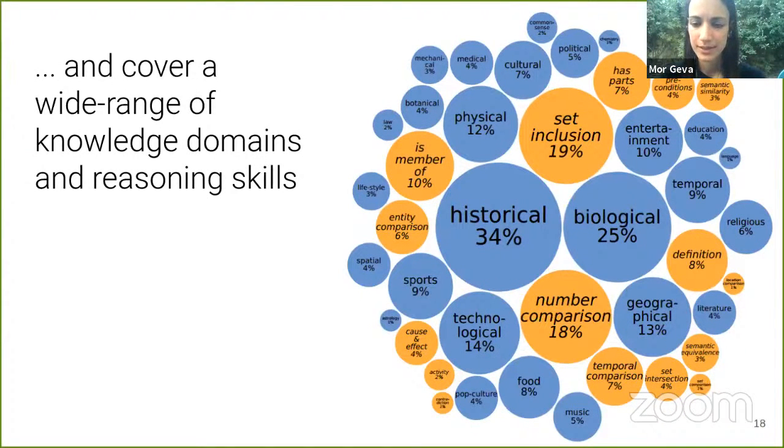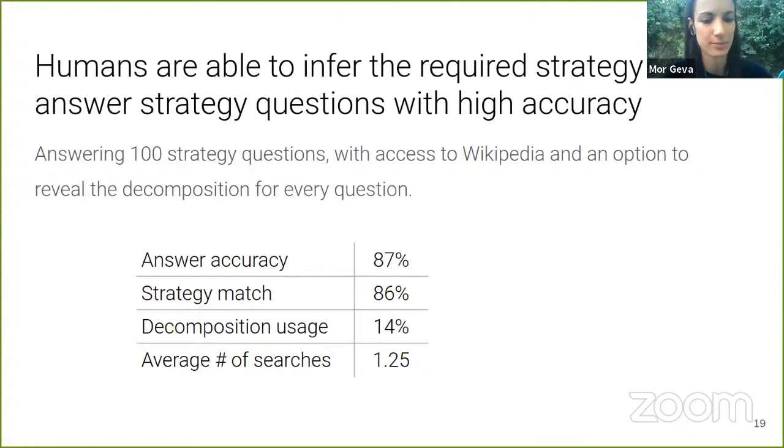And we also did manual analysis. We took 100 questions, their decomposition, and labeled each decomposition step with the required reasoning skills and domains that are required to answer the step. You can see the distribution here. So again, it's pretty diverse. To answer strategy questions successfully, you need to have knowledge in a diverse set of domains, biology, physics, and you also need many different kinds of reasoning skills, like being able to compare numbers and dates. Any questions before I move to results?